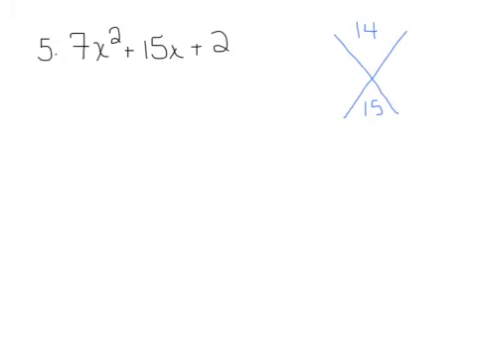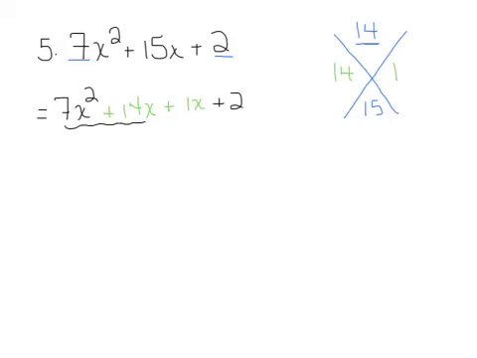In problem number 5, if I multiply the 7 times the 2 together, I get 14. So I'm looking for two numbers that multiply together to give me 14, but add together to give me 15. And those are the easy ones, 14 times 1. So I will rewrite this polynomial as 7x squared plus 14x plus 1x plus 2. And now I'll group the first two together and I'll group the second two together.